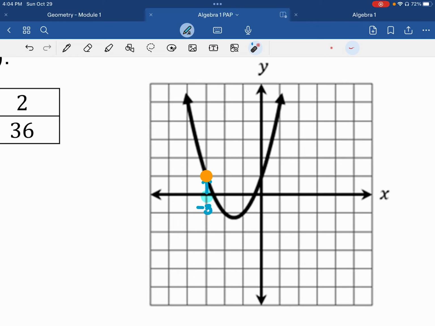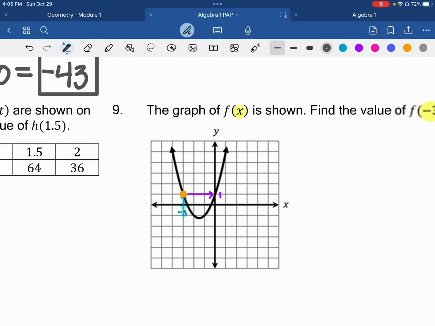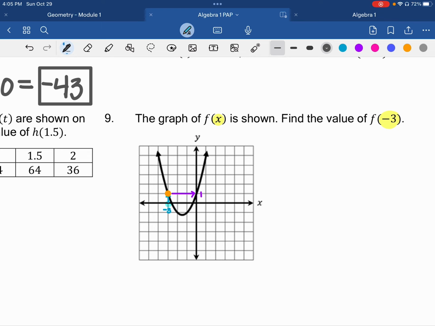That orange yellow dot on my screen is my answer. However, I need the y value of it. So this is my answer right here, which is positive 1. My answer is not a dot on the graph. I actually have to say what my answer is, and this is how I would put my answer for this question.